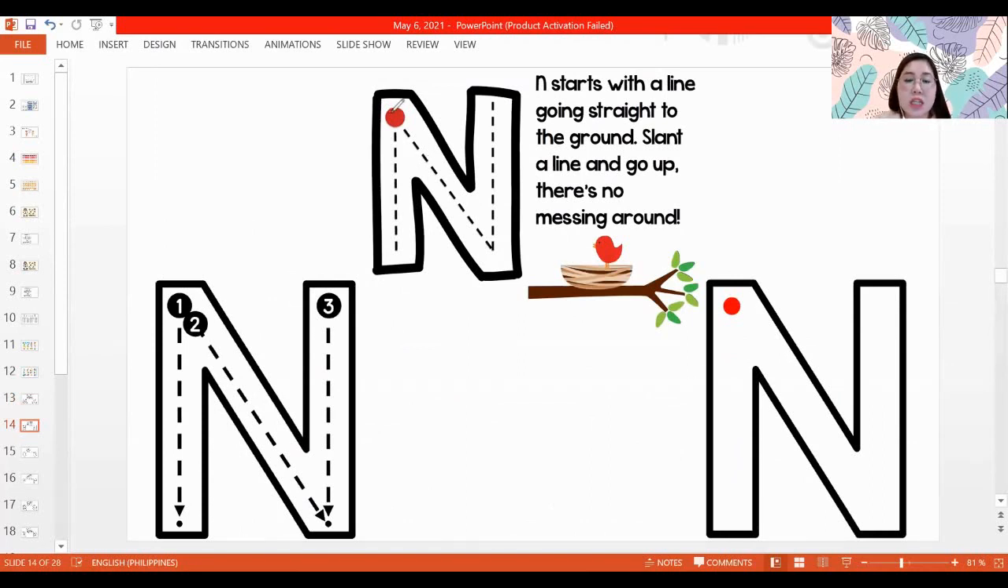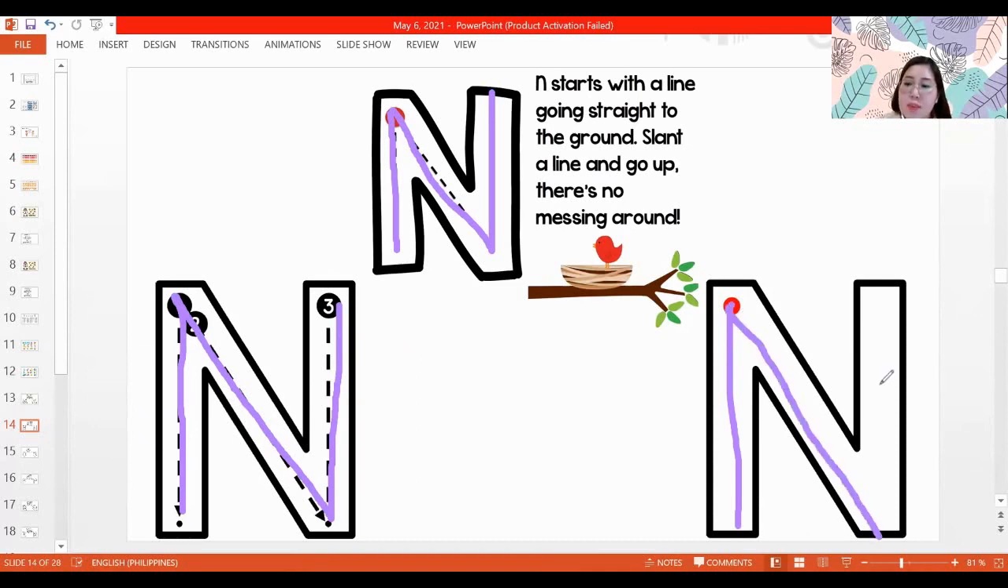So we start at the top, we make a straight line down, we go back to the top, we make a slanting line down, and then we go back up. Okay, let's do that one right on your boards. Straight line down, go back to the top, slanting line down, and go back up again. One more straight line down, go back to the top, slanting line, and then we make a line going up again. We have capital letter N.